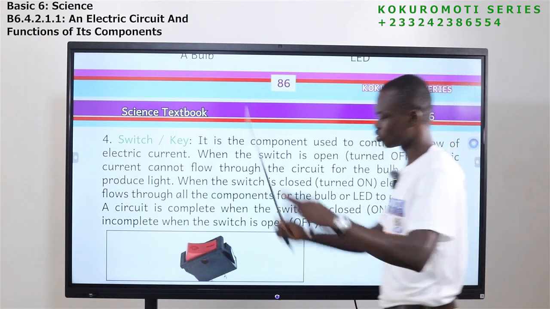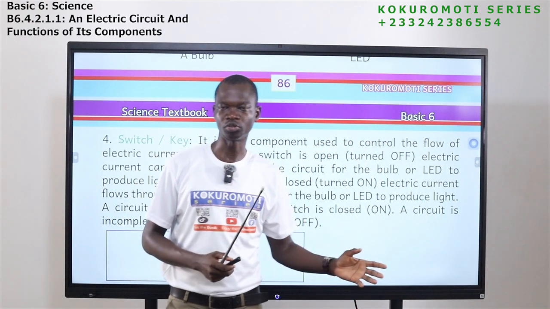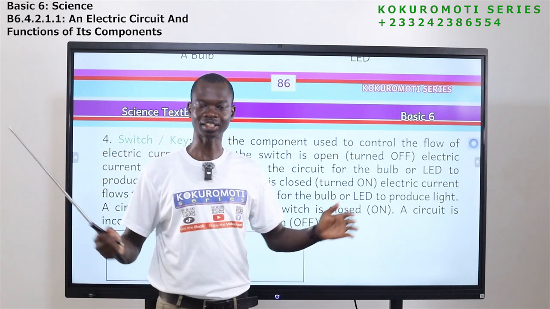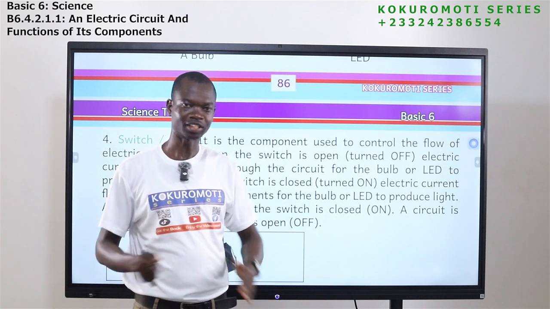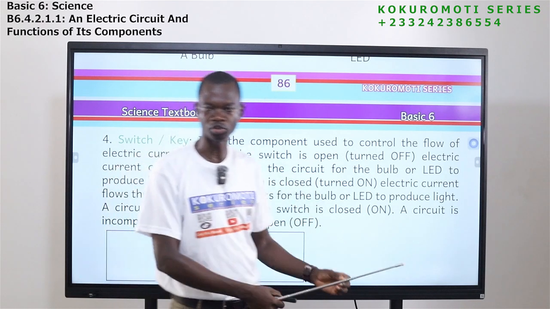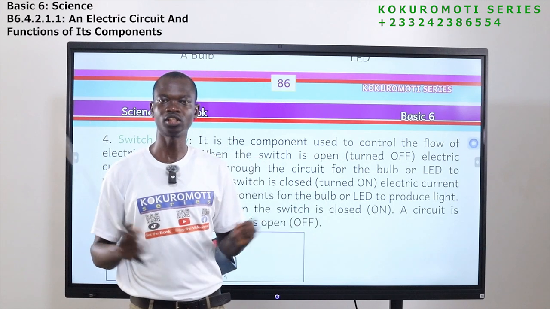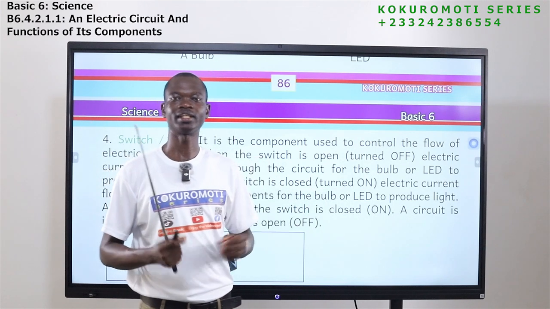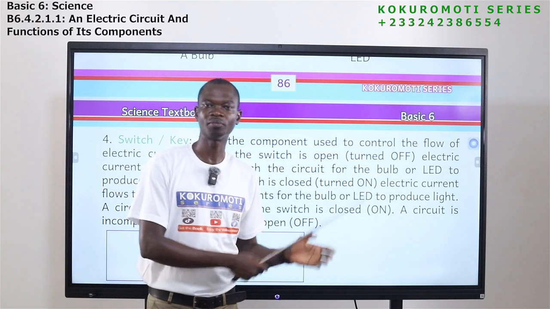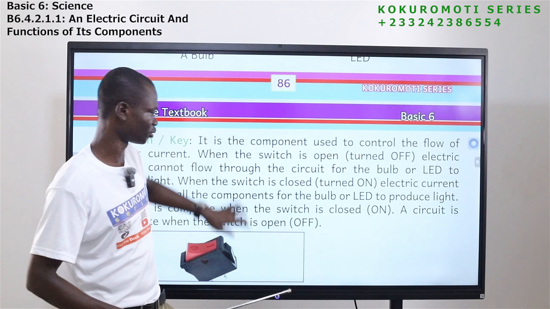So the switch controls the entire circuit. It allows the bulb to produce light and it stops the bulb from producing light. So when the switch is open, it means there is a gap. It is not complete. In that case, no light will be produced by the bulb. But if the switch is closed, meaning it is complete, the bulb will produce light. Okay, so that is what you should know.